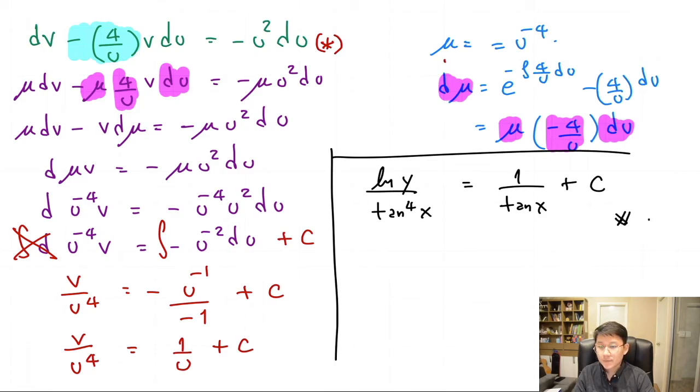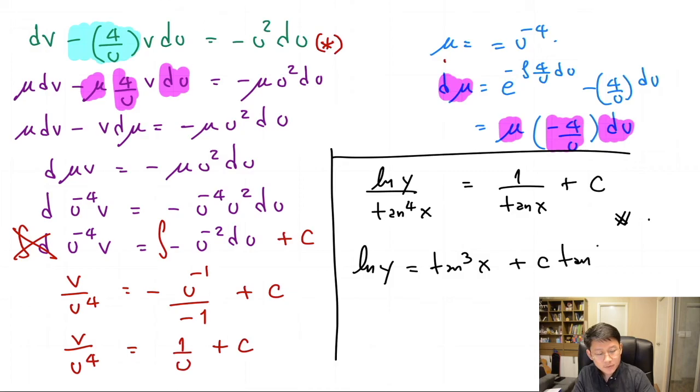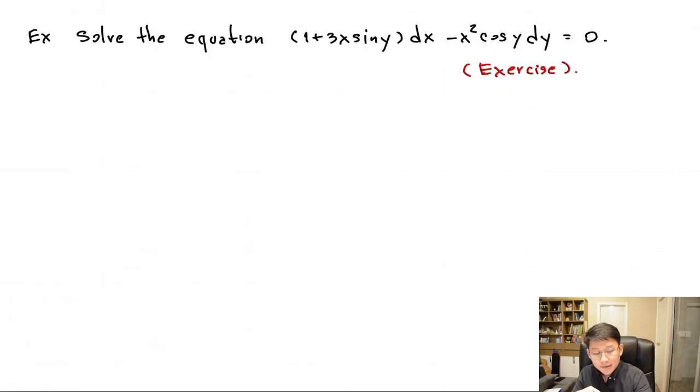Okay, if you want to make it look a little nicer, you can multiply the whole equation by tan to the 4. So you get log y equals tan cubed x plus c tan to the 4 x. That would be a little bit nicer. Okay, you do this question as an exercise.